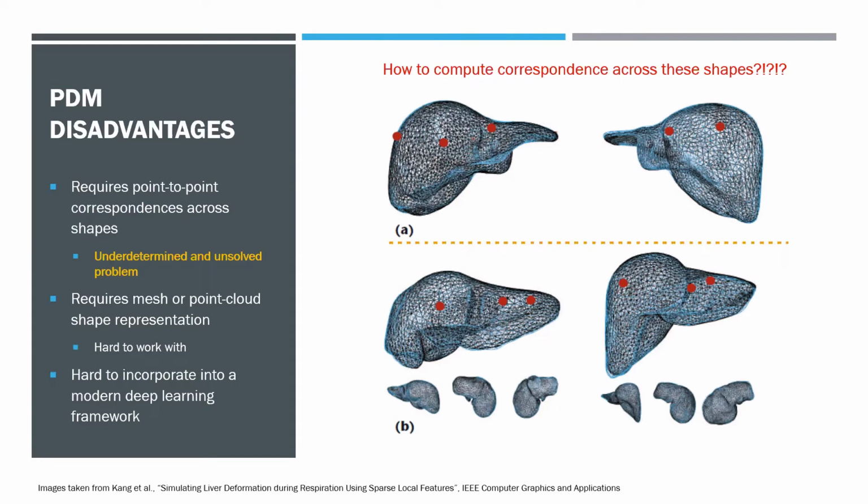How do you have a set of dense landmarks for the liver? For example, this point here, what's the best corresponding point on another liver? It's not obvious. In fact, it's an underdetermined and unsolved problem. So a lot of the research and focus on statistical shape models was just on capturing point correspondences when they weren't obvious. I would say this is a major challenge and limitation of these classic point distribution models.